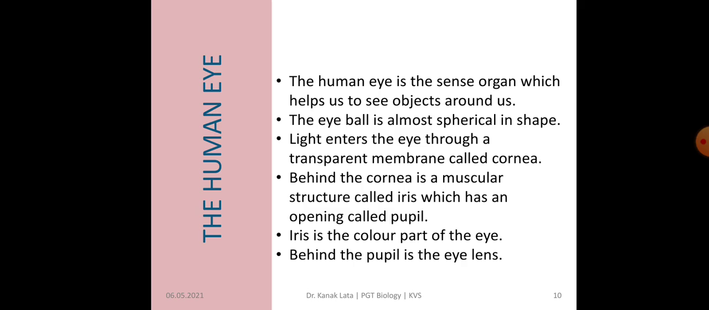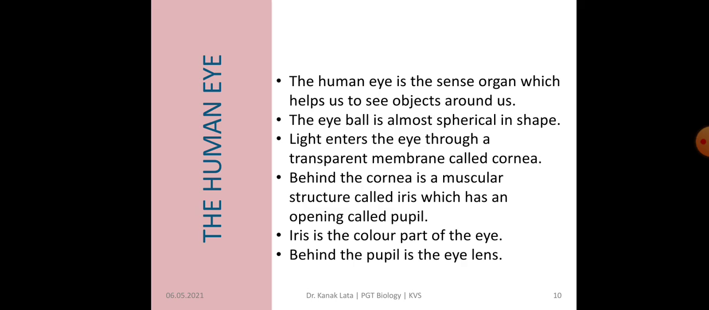Now it is about the human eye. You know that the eye is one of the most important sense organs that helps us to see objects which are around us. The eye has a roughly spherical shape. The outer coat of the eye is white. Light enters the eye through a transparent membrane called the cornea. Behind the cornea, we find a dark muscular structure called the iris.